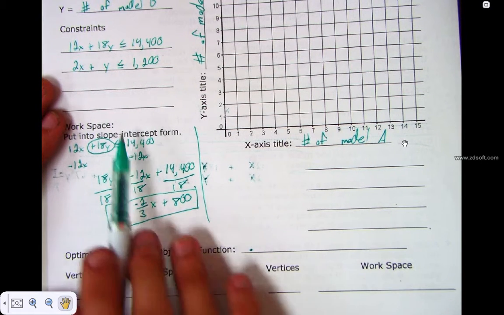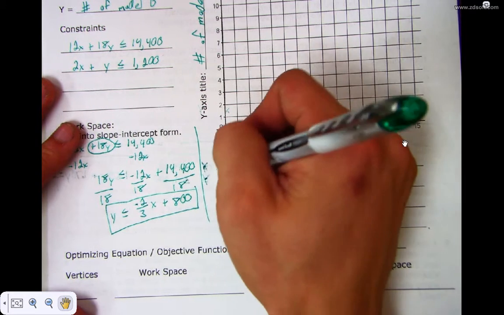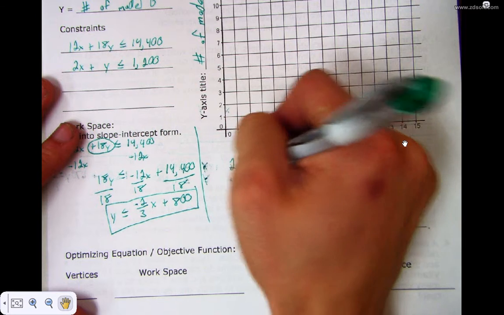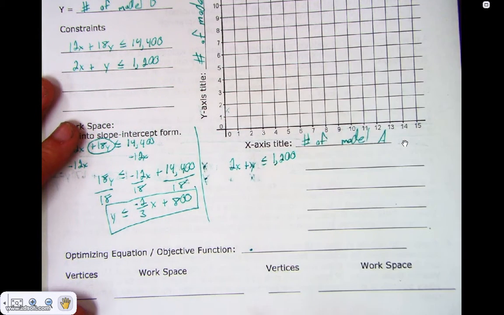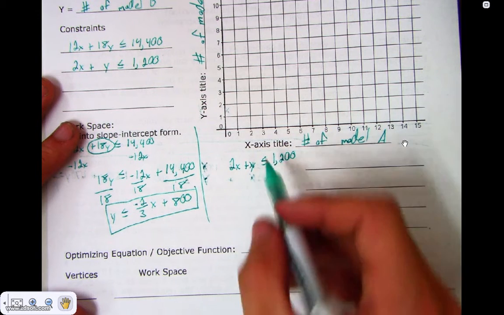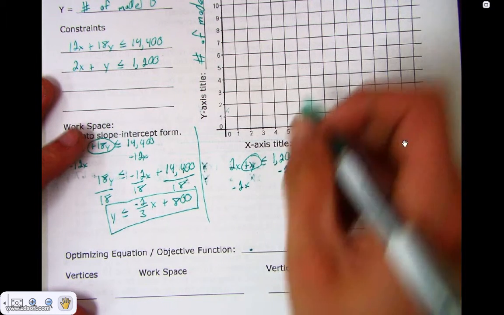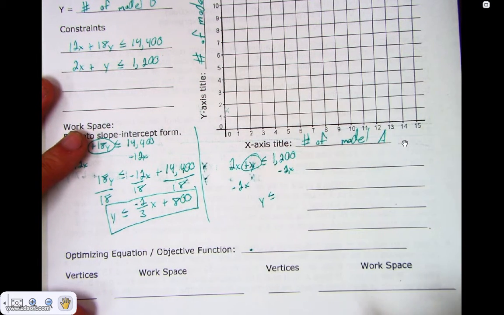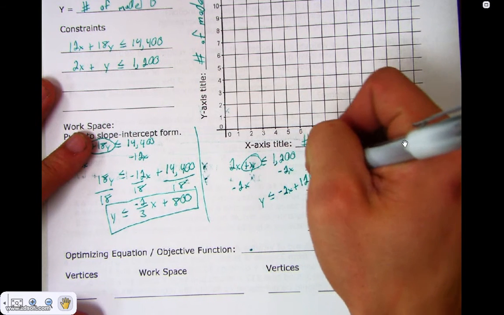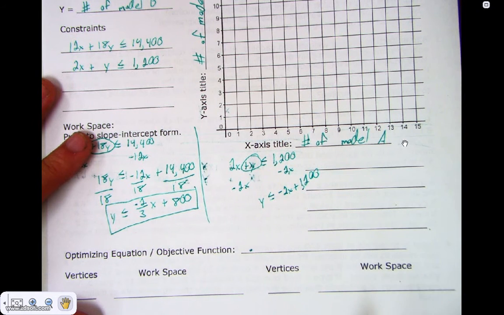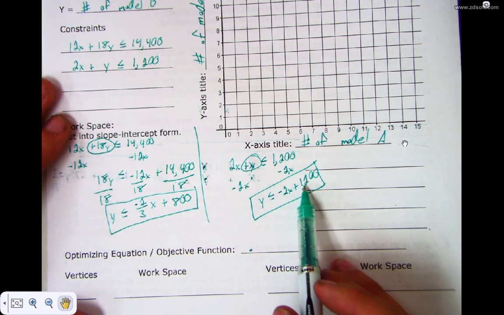So I've got 2x plus y is less than or equal to 1,200. So I'm going to subtract 2x from each side. Minus 2x, minus 2x. So I've got y less than or equal to negative 2x plus 1,200. Just like that. So here's another constraint ready to graph. So let's go ahead and graph this one first.